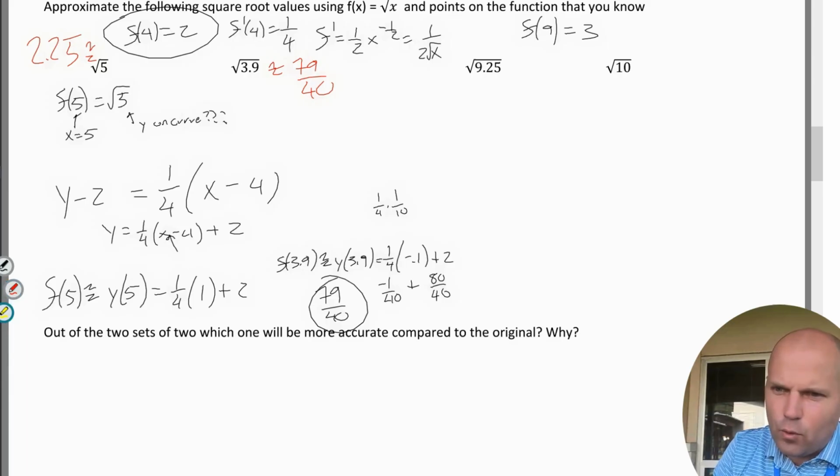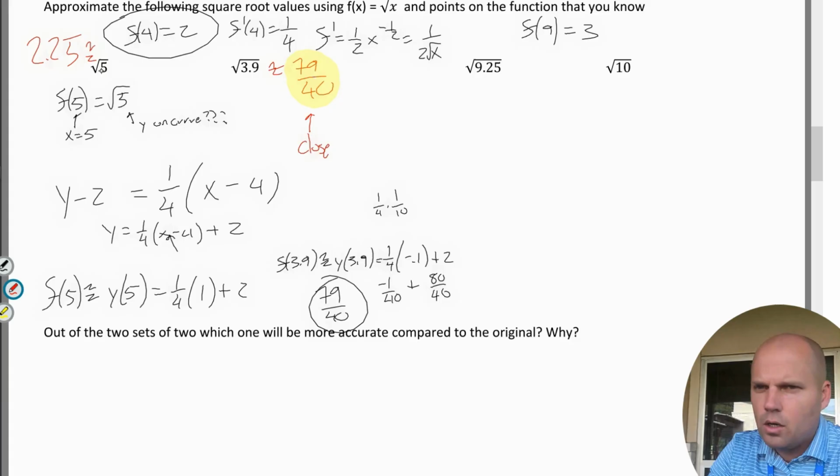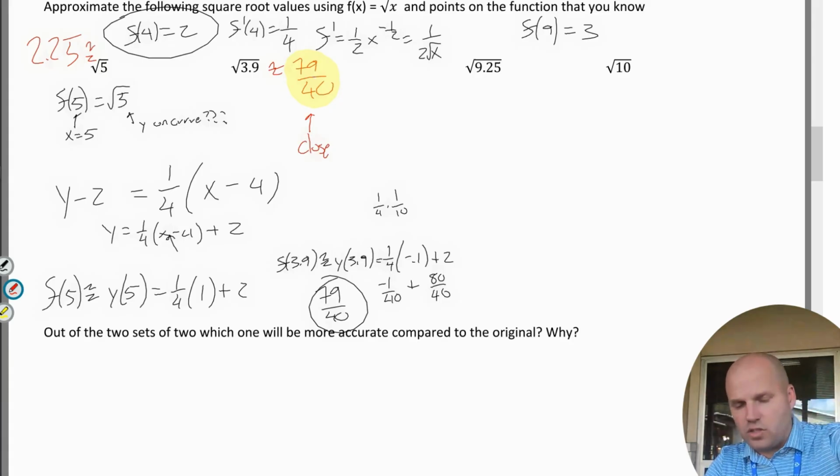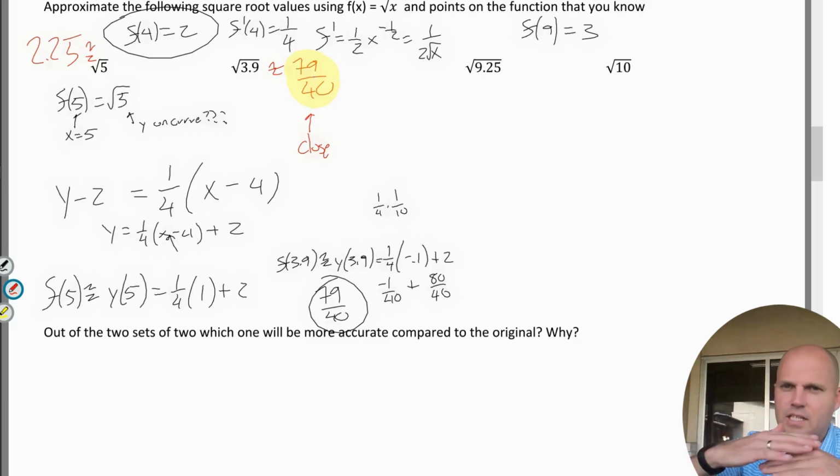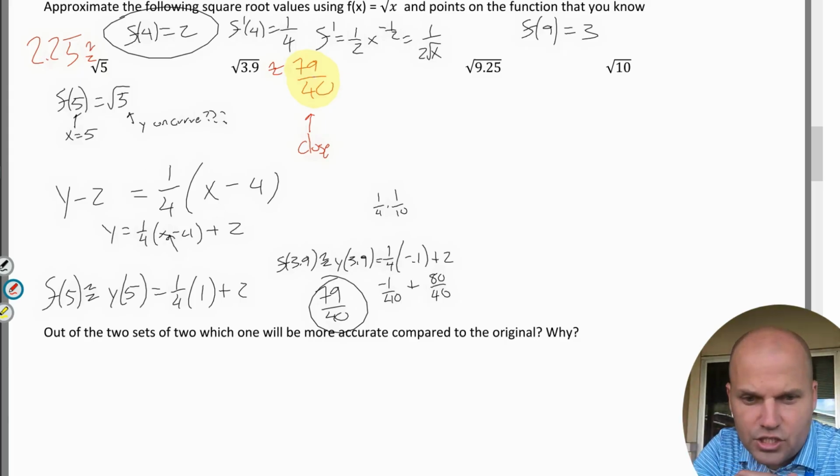I know for a fact that this has got to be closer than that. Why? Because 3.9 is closer to 4 than 5 is to 4. So it's like the closer you are to the shared point, the less far away the curve can be from your line. Let's see how we did.